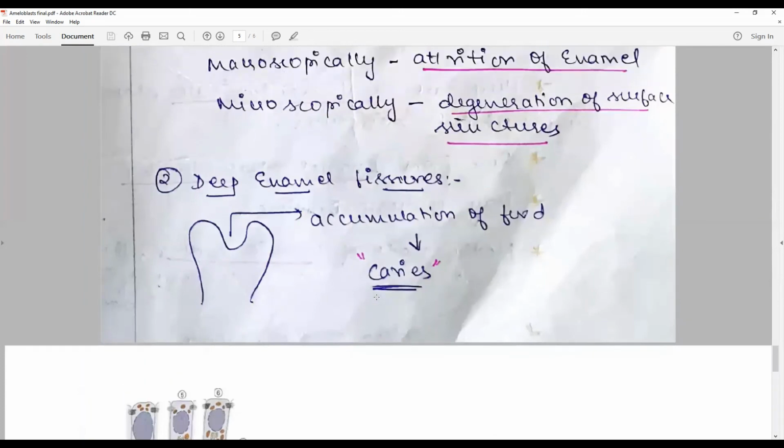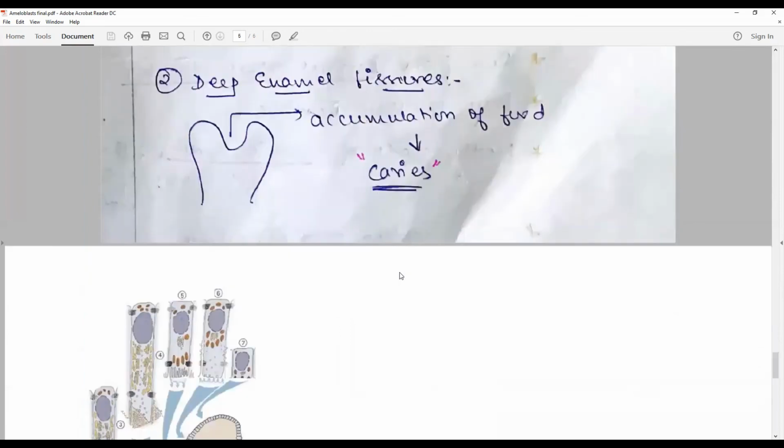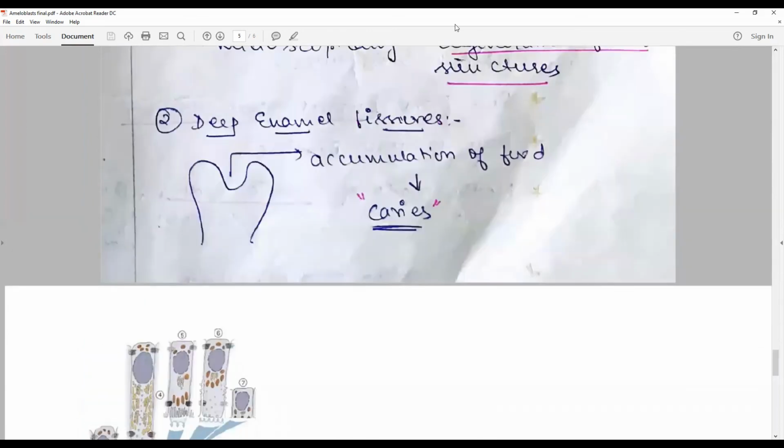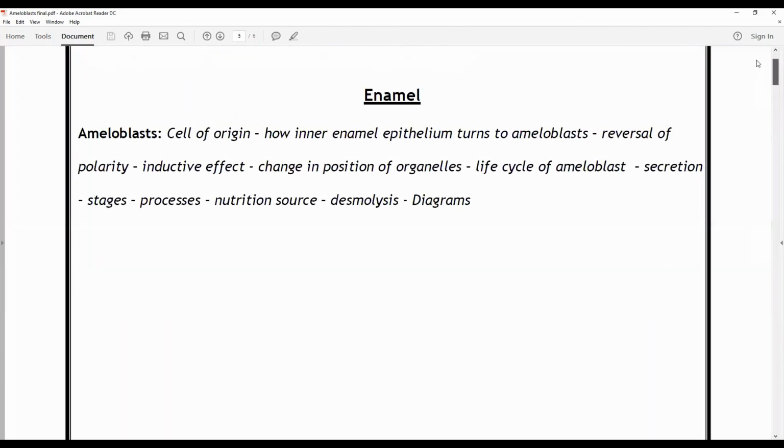If there is an abnormality, you could see accumulation of food causing caries. So with that, we come to the life cycle of ameloblast comfortably.